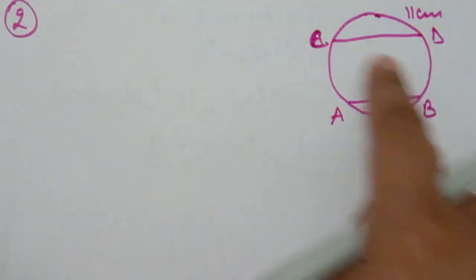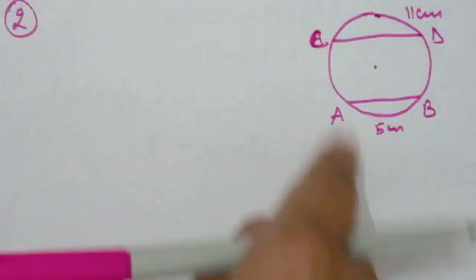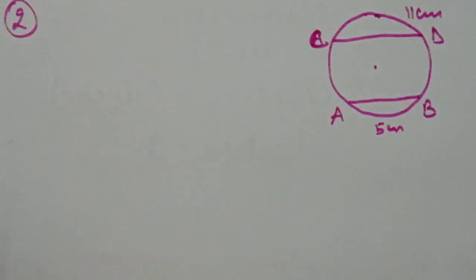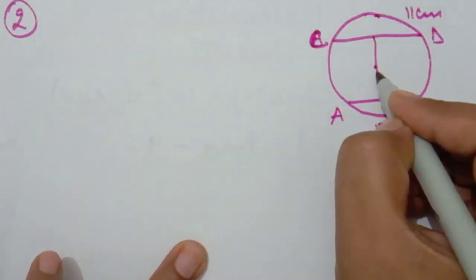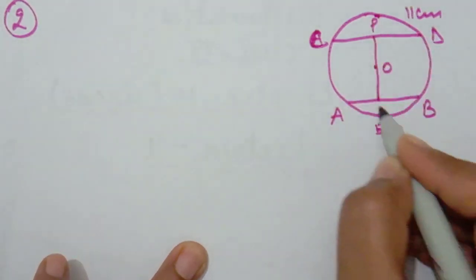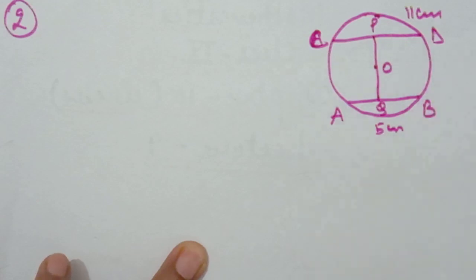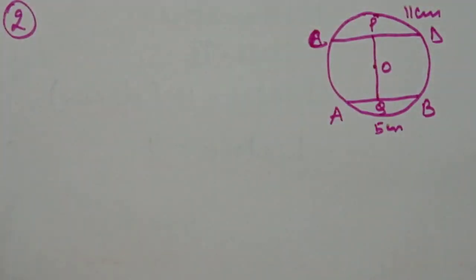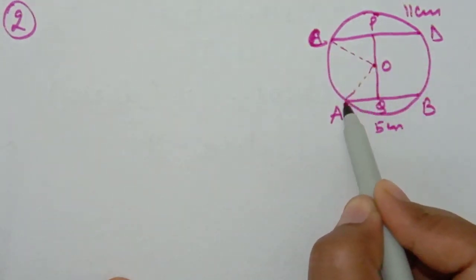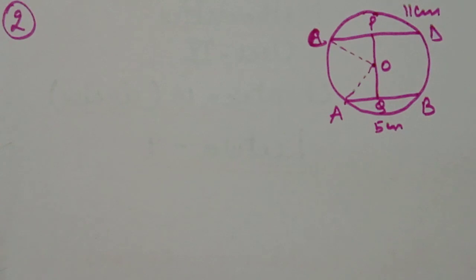So this is AB and CD, which are present on opposite sides of the center. They are both parallel to each other, and it is 5 centimeter, it is 11 centimeter. Now the remaining question: the distance between AB and CD is 6 centimeter. It means we take points P and Q, and PQ is given as 6 centimeter. We have to find the radius of the circle. So first of all, we draw a radius like this. This is also a radius. They both are radii.